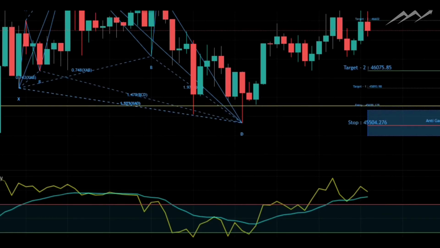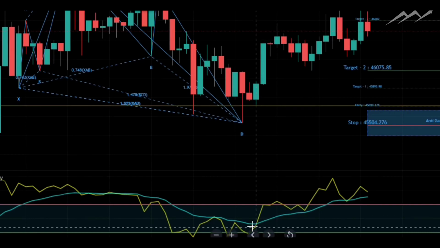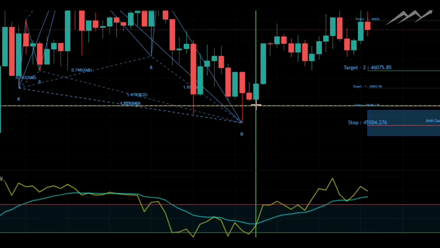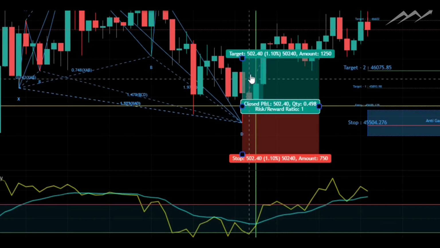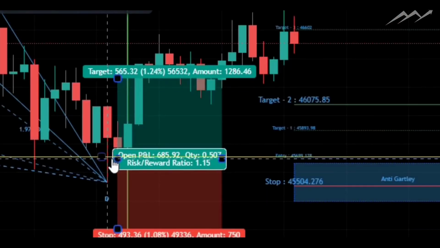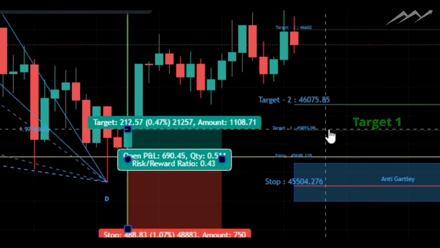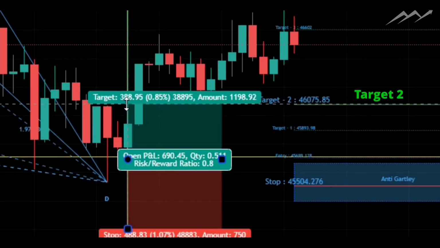I draw a horizontal line. The Williams indicator also issued a buy signal here. Here I draw a vertical line. Both indicators confirm the buy signal, and this signal is valid. Here I open a buy position. See, all 3 targets have been successfully closed with a profit.